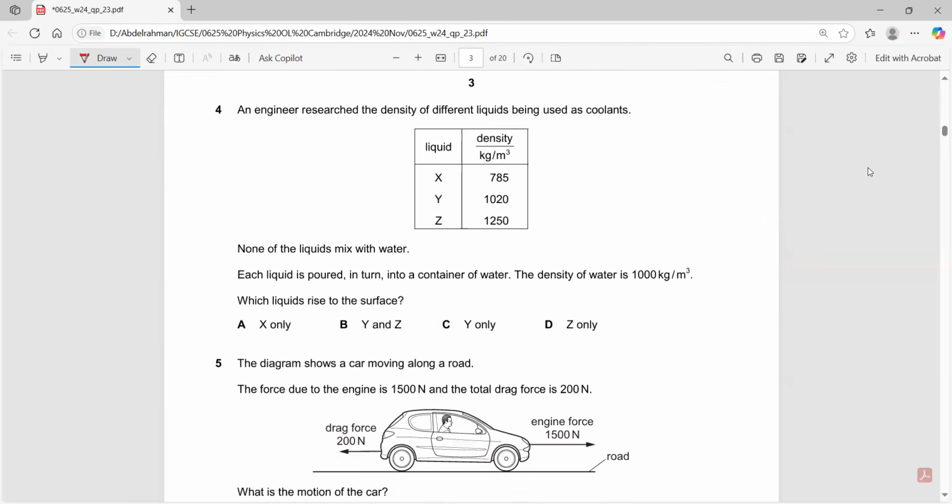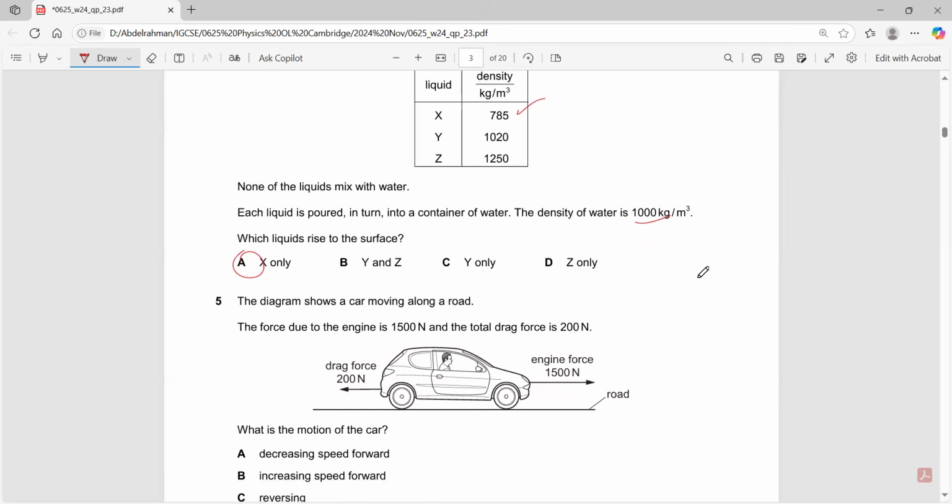An engineer researched the density of different liquids being used as coolants. None of the liquids mix with water. Each liquid is poured in turn into a container of water. The density of water is 1000 kilograms per cubic metre. Which liquids rise to the surface? The only liquids that rise to the surface are the liquids with a density less than 1000, which is X only.